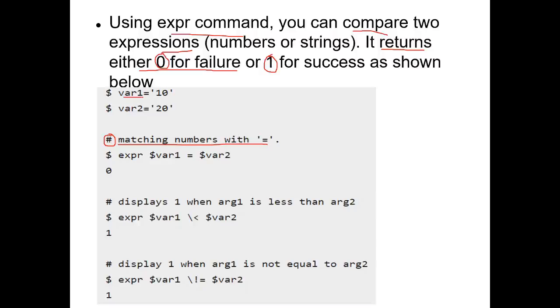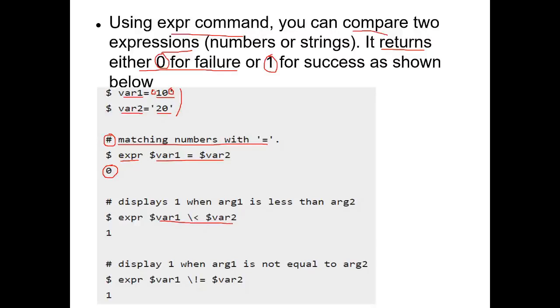So in variable 1, you have stored the value 10. In variable 2, you have stored the value 20. And here, single quotes are used. Now see, you are comparing whether variable 1 is equal to variable 2. If it is not equal, then it returns 0. You can see 10 and 20 are not equal, so it is returning 0.